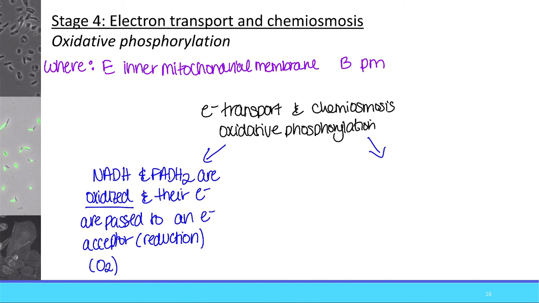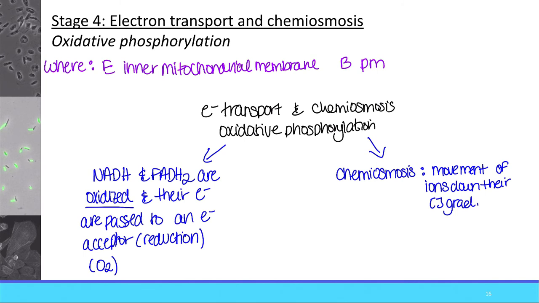So we have this idea of chemiosmosis and phosphorylation. Let's go ahead and actually define chemiosmosis. Chemiosmosis is actually something that we have already seen in this class. We just haven't put a word to it. And this is just the idea of ions moving down their concentration gradient. So again, we've already seen chemiosmosis, we just haven't given it a specific word.